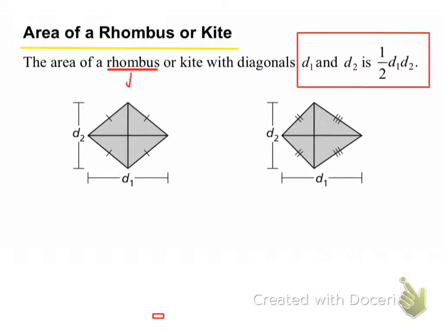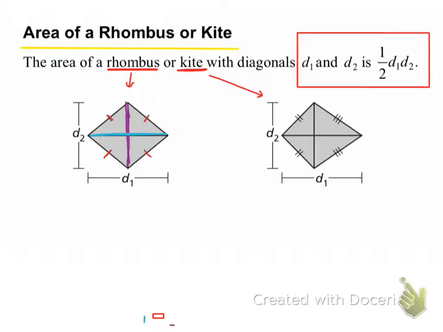This is the case for rhombus, and this is the case for kite. So for a rhombus, all four sides are congruent. Only what do you need to know? You just need to know the diagonals. So if this is your d1, it's d2. In this case, they have given it's d2, and this is your d1. The length is d1, so you multiply both.